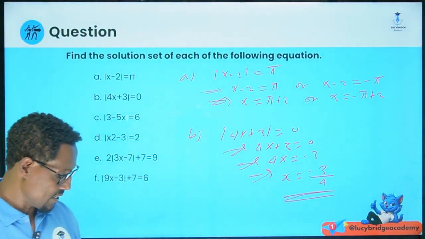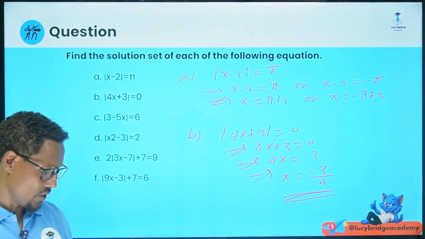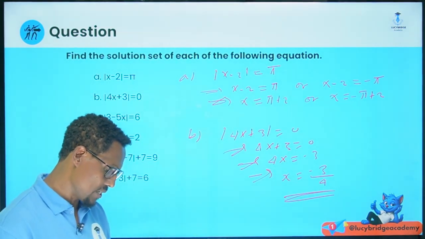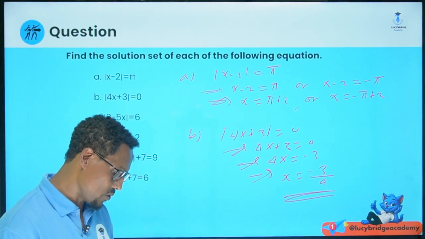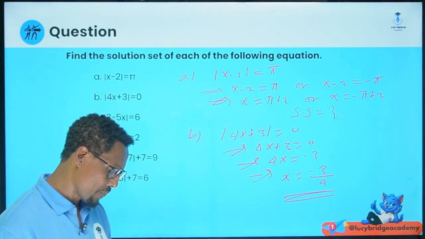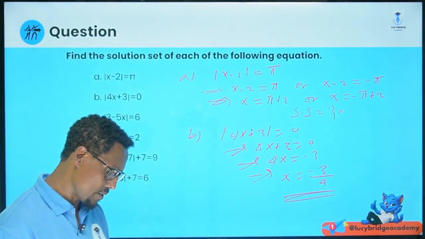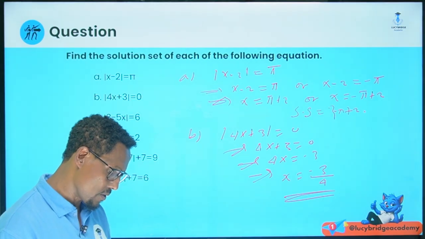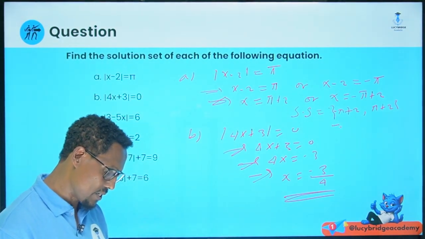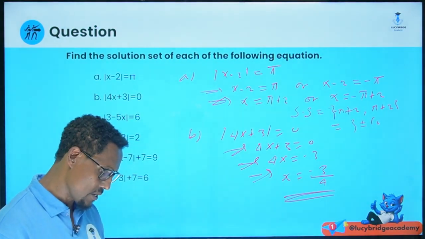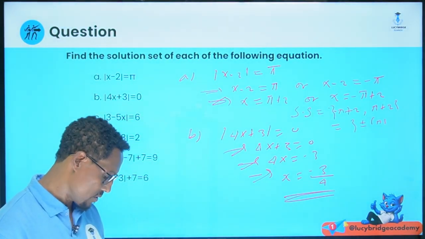We are asked to find the solution set of each of the following equations. Solution set for the first one, A: the solution set is equal to pi plus 2 or minus pi plus 2. እንደዚህ ማስቀመጥም ይቻላል። Plus or minus.